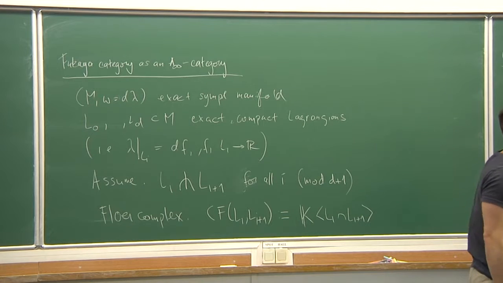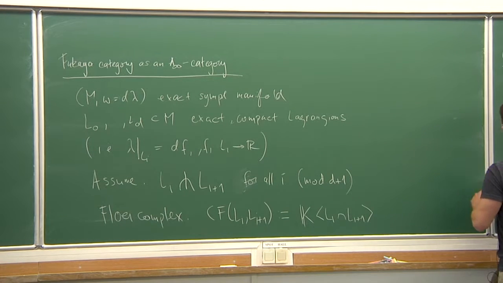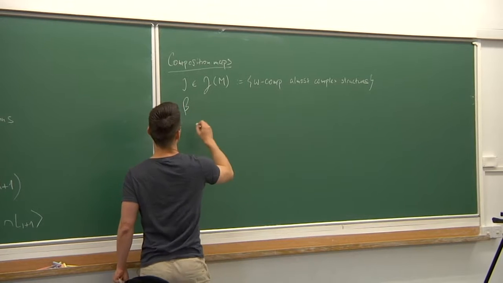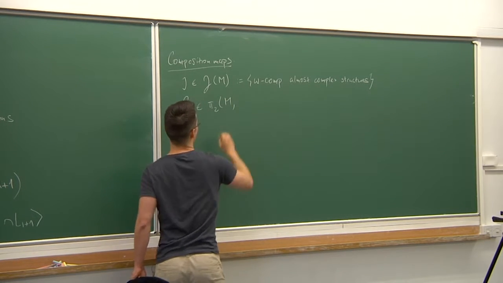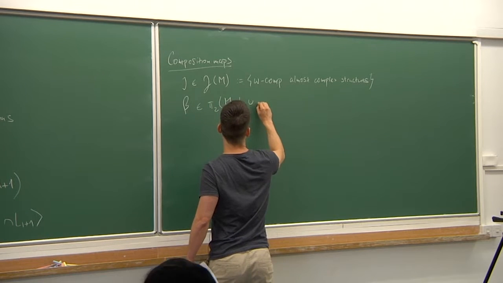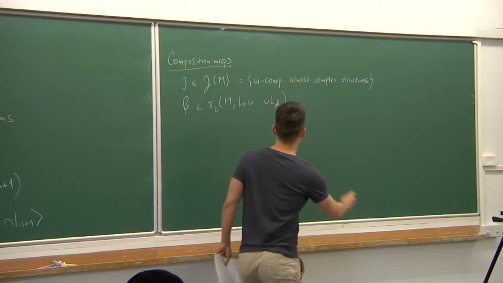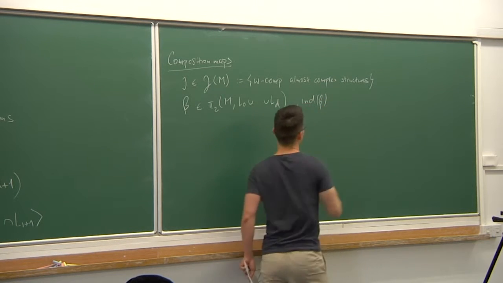In order to do this, we first have to pick an almost complex structure. So we pick a J in curly J of M, which is the space of omega-compatible almost complex structures. And now we pick a relative homotopy class beta, which lies in pi 2 of M relative to the union of these Lagrangians, L0 to Ld. Such a relative homotopy class has an index, which is given by the Maslov index of this disk.